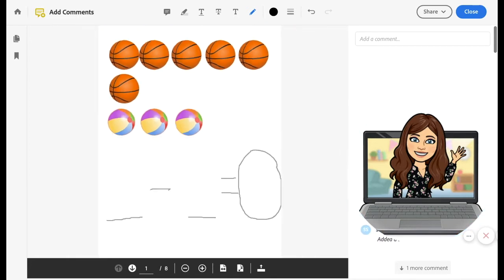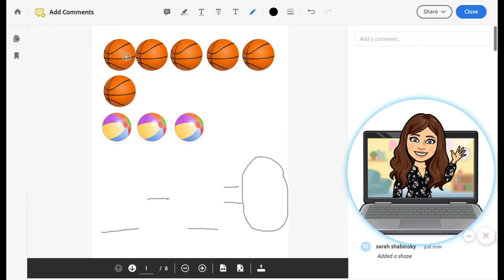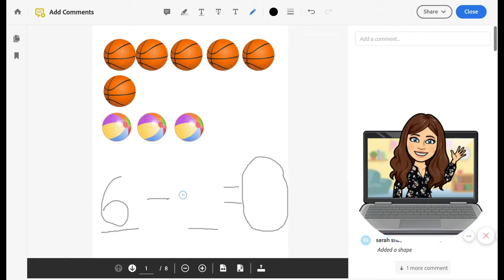For our basketballs, we'll make the basketballs the first number. Keeble Cubs, tell me, how many basketballs do we count? That's right, friends. Good job. We count 6 basketballs in all. And then minus, so taking away or separating, how many beach balls? That's right, 3. So 6 minus 3 is equal to what, Keeble Cubs?